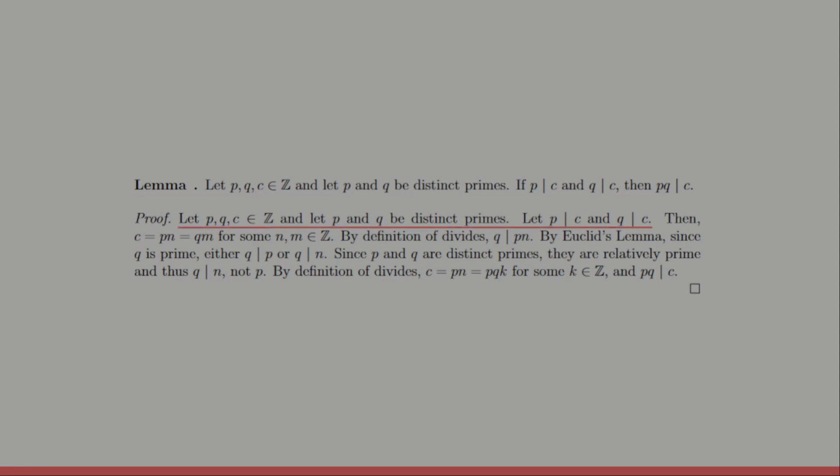We start with our assumptions, and we construct a form for integer c using the definition of divides. Since m is an integer, we know q divides p times n. We can now invoke Euclid's lemma to show that q must divide either p or n. But since q and p are distinct primes, q cannot divide p and must divide n. Now we know that c is q times p times some integer, and thus p times q divides c. Using this lemma, we can construct the following proof.